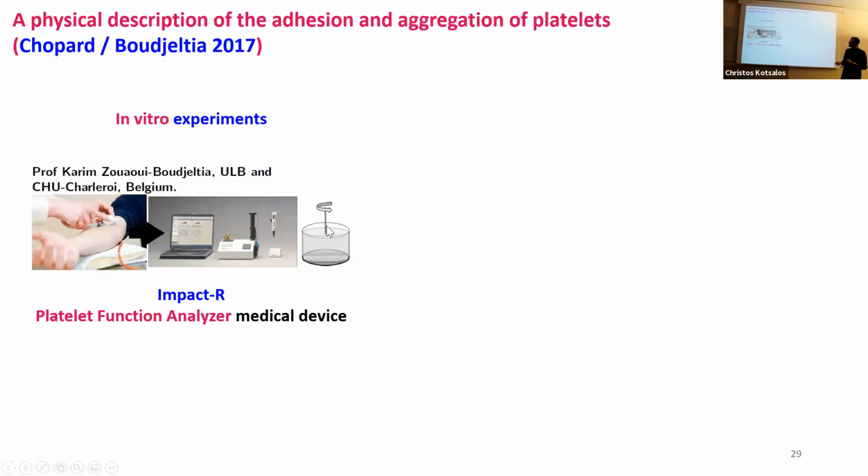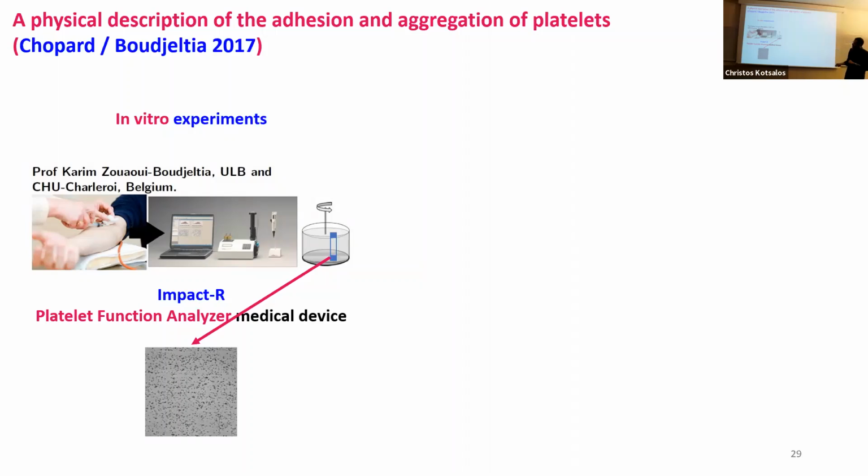IMPACT-R is a simple cylindrical device, where we put blood. We put red blood cells and platelets with blood plasma. There is this rotating upper disc. And what we want to study is essentially how the platelets deposit towards this bottom wall. So essentially, we have again margination, migration of platelets towards the walls of the system. And we want to study essentially this kind of images, how platelets aggregate and adhere to this bottom wall.